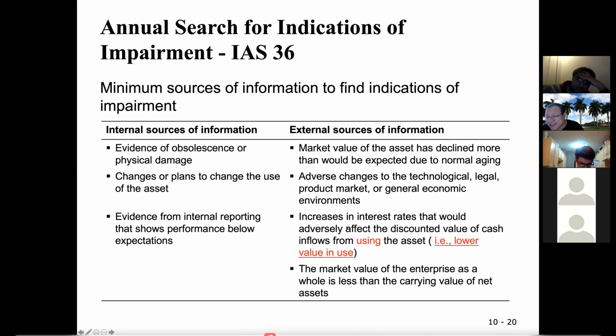Increase in interest rate, right? If interest rate increases, your discount rate will increase. So your present value of future cash flows will decrease. Your value in use decreases, your recoverable amount could be lower, right? So the market value of the enterprise as a whole is less than carrying value, right? The market value of the company is less than its carrying value, right? Those are all the indicators that make you think, oh yeah, maybe there's some trouble, I have to do an impairment test.